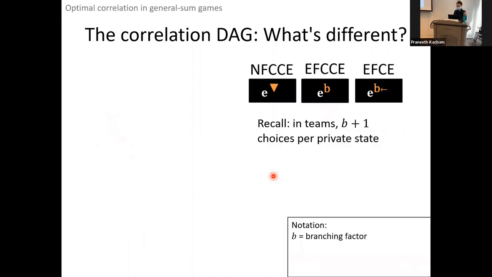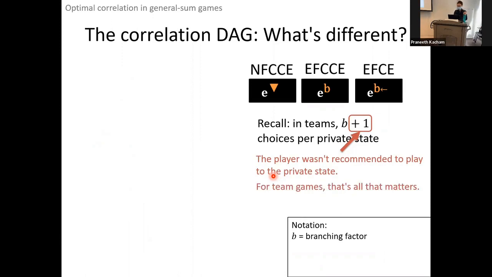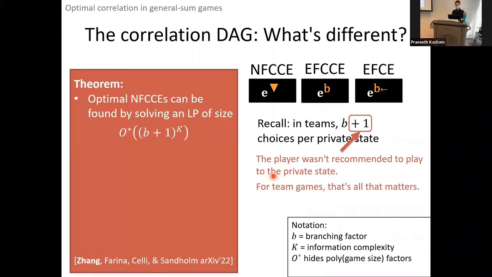So in teams, recall there were B+1 choices for private state, where the +1 came from the fact that the player wasn't recommended to play to the private state. For our three notions of correlation, these are going to change. For team games, that's all that matters. But for normal form coarse correlated equilibrium, the only thing that changes, in fact, is the little k to big K. So for normal form coarse correlated equilibrium, knowing that a player wasn't recommended to play to a private state is already enough. So nothing changes. We only get this little k to big K change.